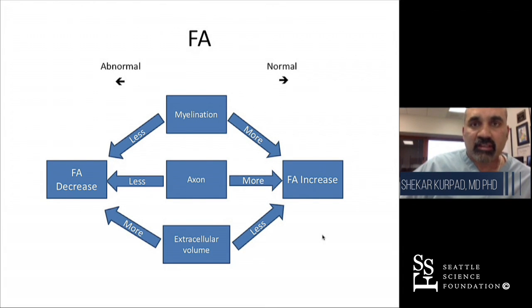DTI yields various indices. FA is the most common index used, called fractional anisotropy, more abnormal or reduced when there's less myelination, fewer axons, or more extracellular volume, and more normal when there's more myelination, more axons, and less extracellular volume.